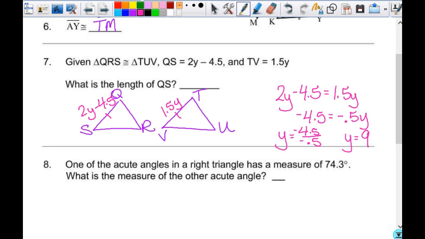All right, so then it doesn't ask me for that. It asks me for the length of QS. So I've got to plug it back in over here. So I'm going to get 2 times 9 minus 4.5. So this is going to be 18 minus 4.5. So 18 minus 4 is 14. Subtract 0.5 more and you get 13.5.